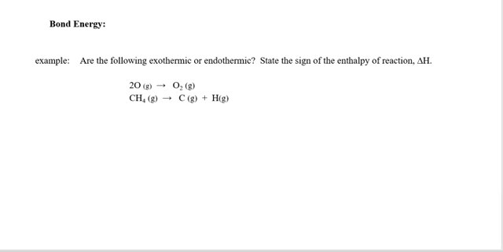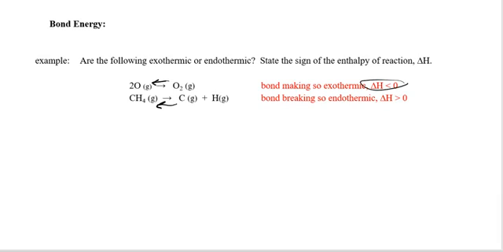So let's take a peek at that here. In the first example, you got two O atoms going to an O2 molecule. That's going to make a bond between them. In the second example, you have methane being broken up, and that's going to be breaking bonds. In the first example with the oxygens, you got bond making, so that's going to be exothermic. Delta H is going to be less than 0. And methane, down below the CH4, you got bond breaking, so it'd be endothermic. If these reactions were run in reverse, then the signs of your delta H's would just flip. Exo becomes endo, endo becomes exo.